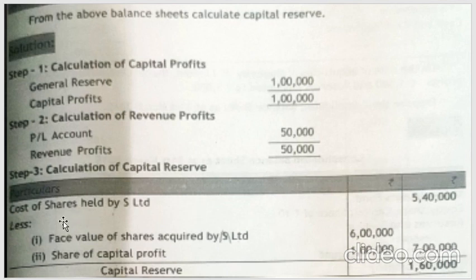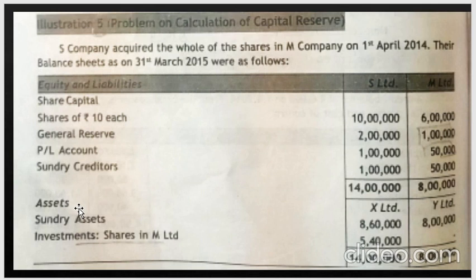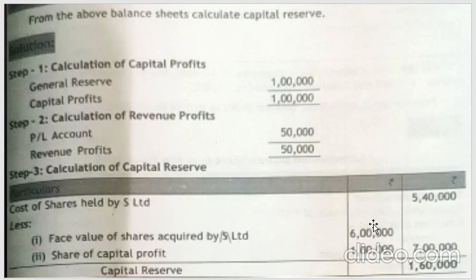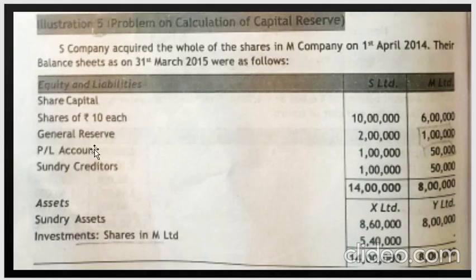So now calculation of capital reserve. Cost of shares held by S Limited. What is the number of shares held by S Limited? S Limited is here your parent company. How many shares has S Limited acquired from M Limited? They have investment in shares of M Limited which is 5,40,000. So 5,40,000 is held by the parent company from the subsidiary company shares. What is the face value of those shares? Face value of such shares is 6 lakh.